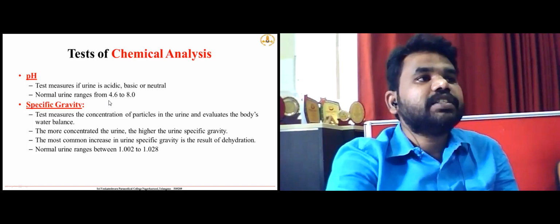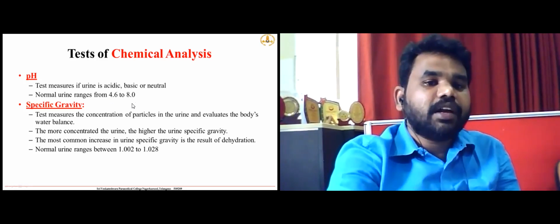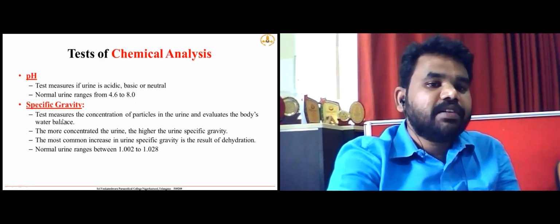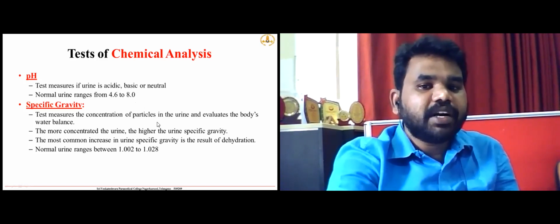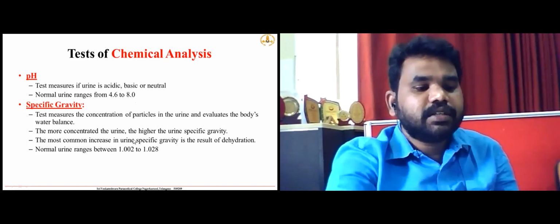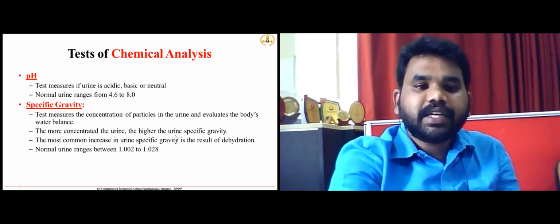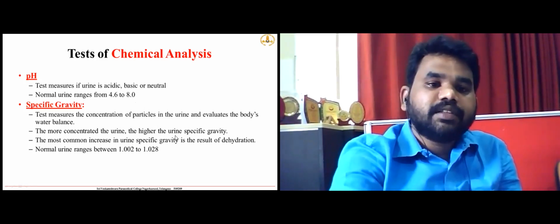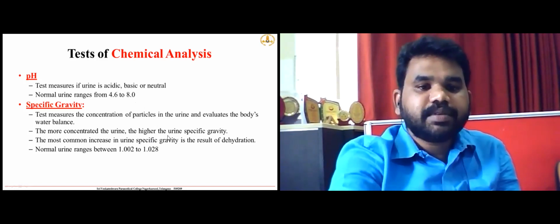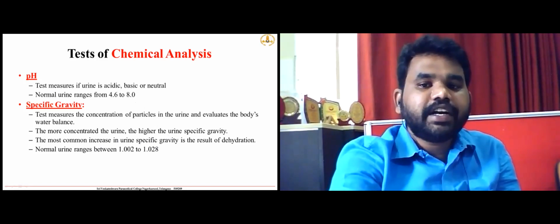Less than 4.6, it is treated as acidic condition. More than 8.0, it is treated as alkaline condition. Specific gravity: the test measures the concentration of the particles in the urine and evaluates the body water balance. The more concentrated the urine, the higher the specific gravity. The most common cause of increased urine specific gravity is dehydration.